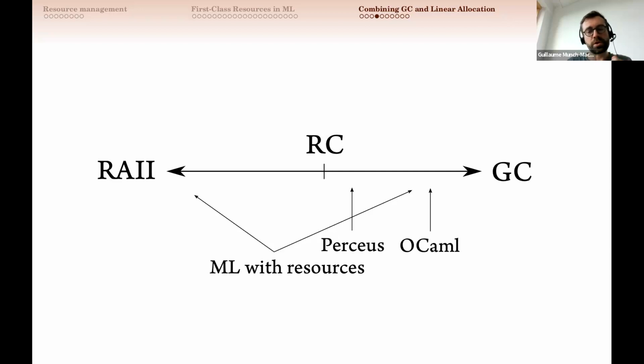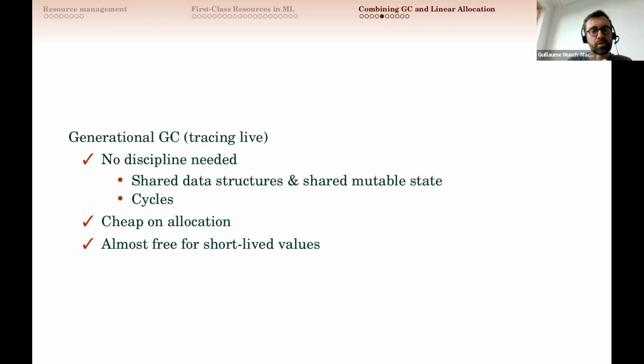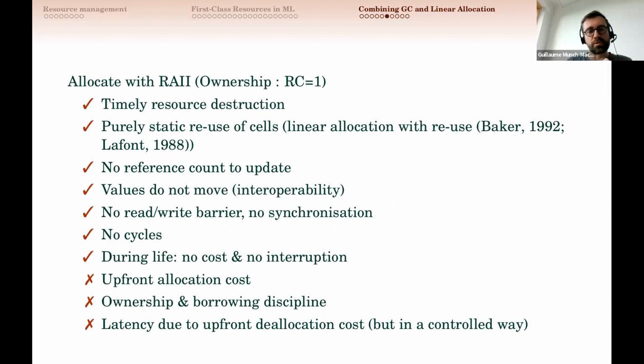And so I want a language where I have both RAII and GC. So there are advantages to GC. And on the other side, with RAII, we get a lot of different advantages. I won't enter the details to have some time for questions. But mainly we avoid the drawbacks of reference counting by a static ownership discipline, which removes many issues such as cycles.